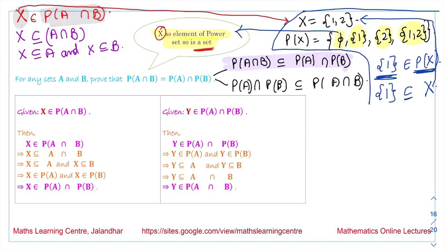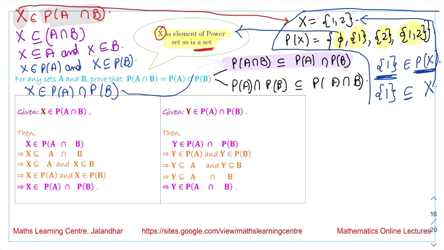Now if X is a subset of A, it means X belongs to the power set of A, and X belongs to the power set of B, and this is equivalent to X belongs to the power set of A intersection the power set of B. So this proves our first part, that the power set of A intersection B is a subset of the power set of A intersection the power set of B.